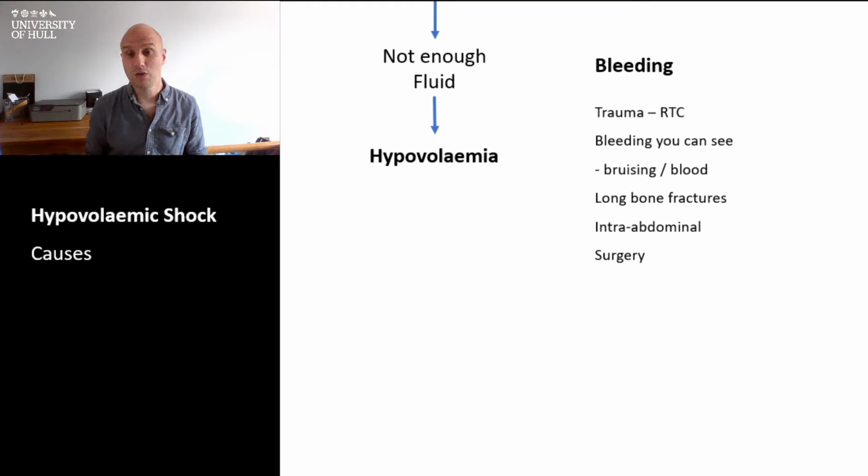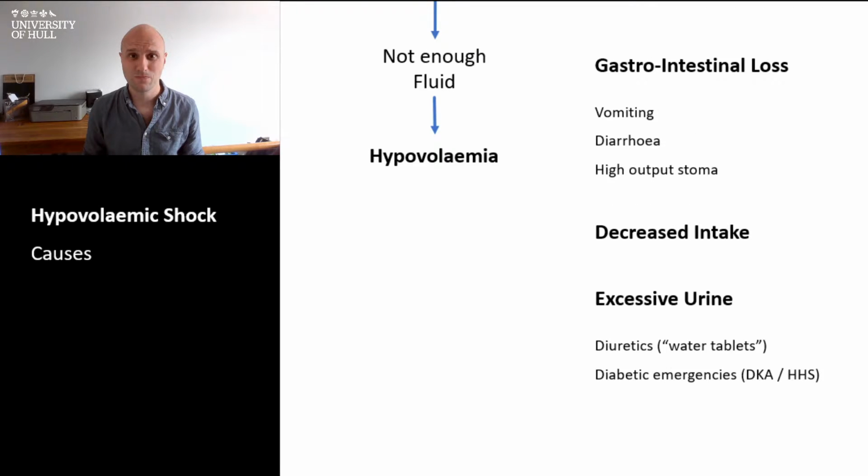Well, you could be bleeding. You could have had trauma, road traffic collision, for instance. You may have had a fracture, and fractures will bleed a great deal as well. It might be a surgical bleed. It could be a GI bleed, either melena out of your back passage or hematemesis, so blood being vomited up, which can occur with people with liver failure, for instance.